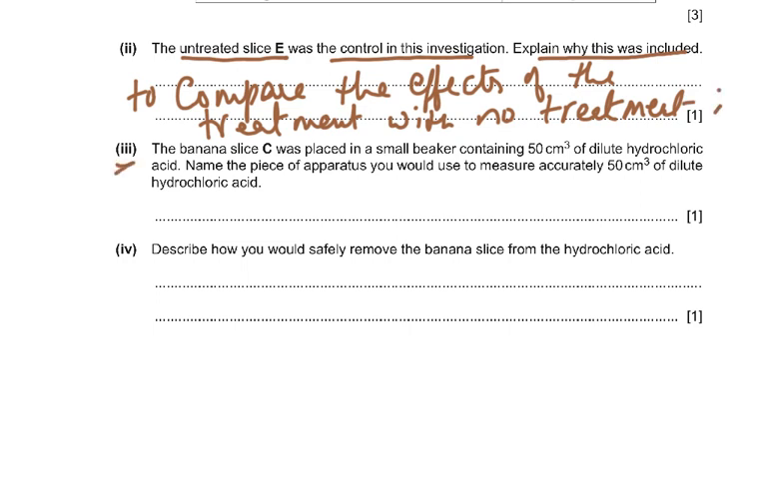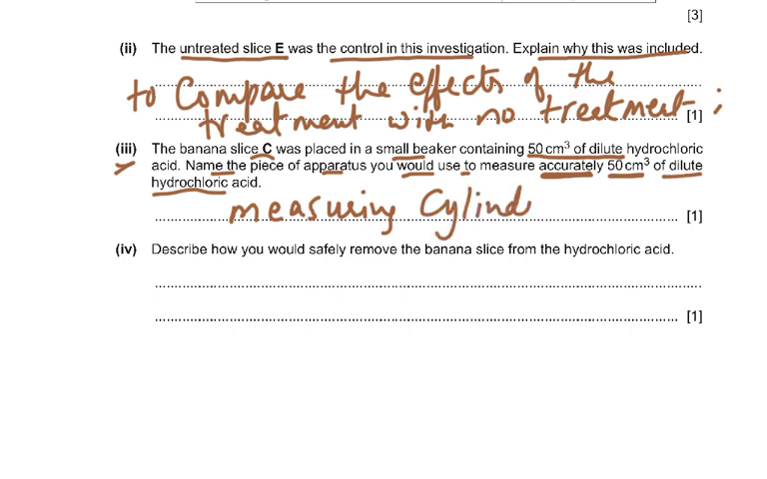Then part 3. The banana slice C was placed in a small beaker containing 50 cm³ of dilute HCl, hydrochloric acid. Name the piece of apparatus you would use to measure accurately 50 cm³ of dilute HCl. So you're measuring a fluid. How do you measure a fluid? You use a measuring cylinder. So you use a measuring cylinder to measure 50 cm³.